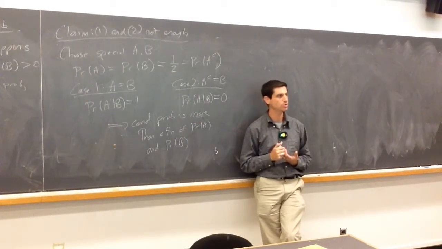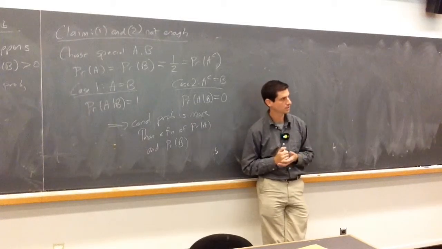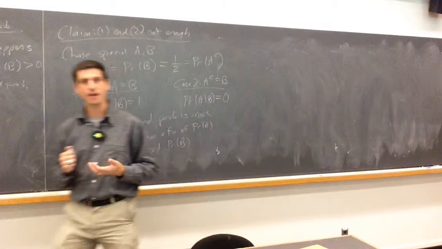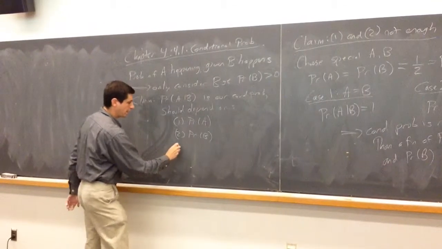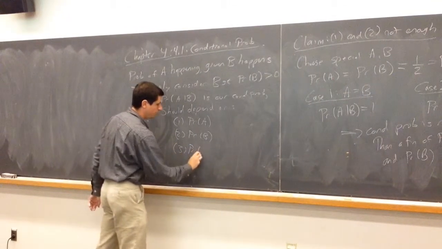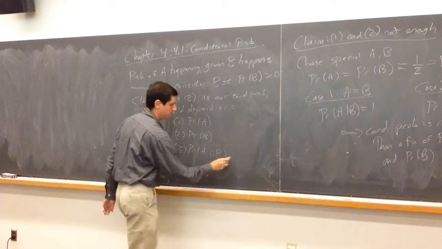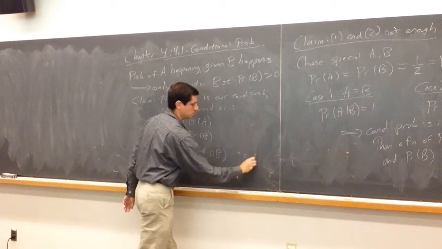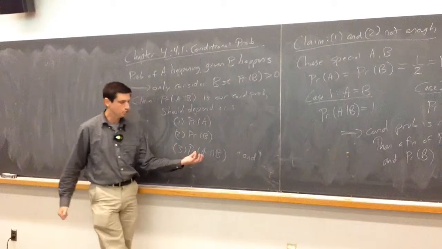So what should we add? What's a good thing to add? Probability of A and B. So let's add the probability of A and B. So we're going to add the probability of A intersect B. This is the and. Why is this a good thing to add?